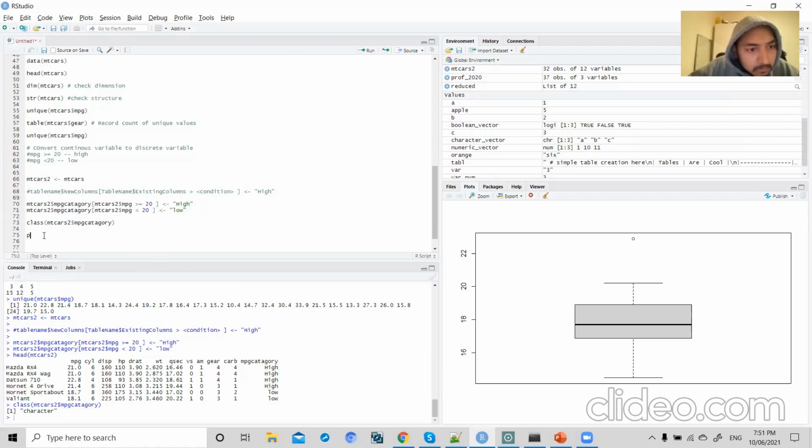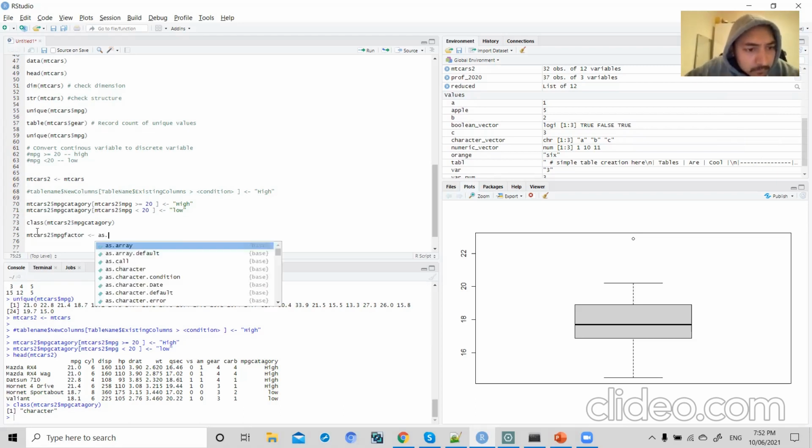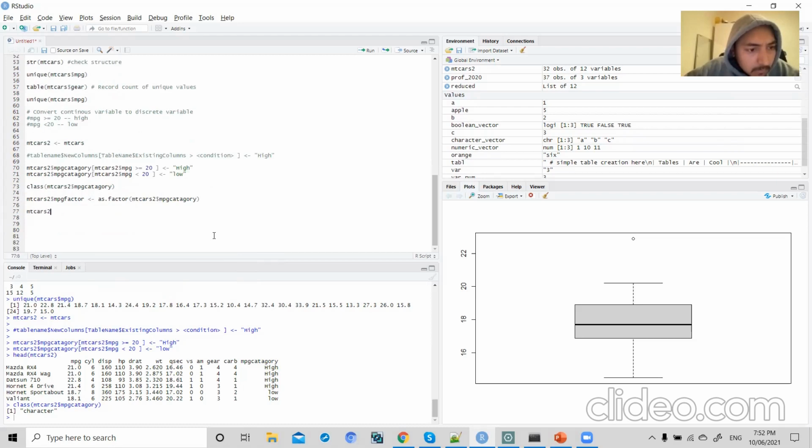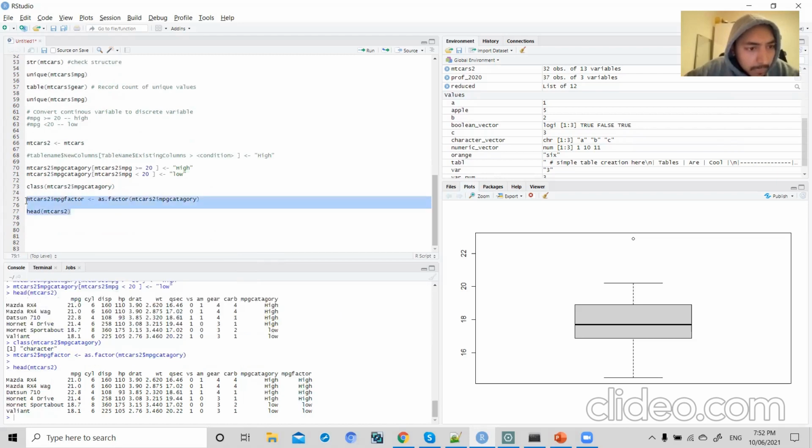So MPG. Let's add one new column, category. This will convert our data into a factor. Okay, now let's check here. So now this is converted into a factor.